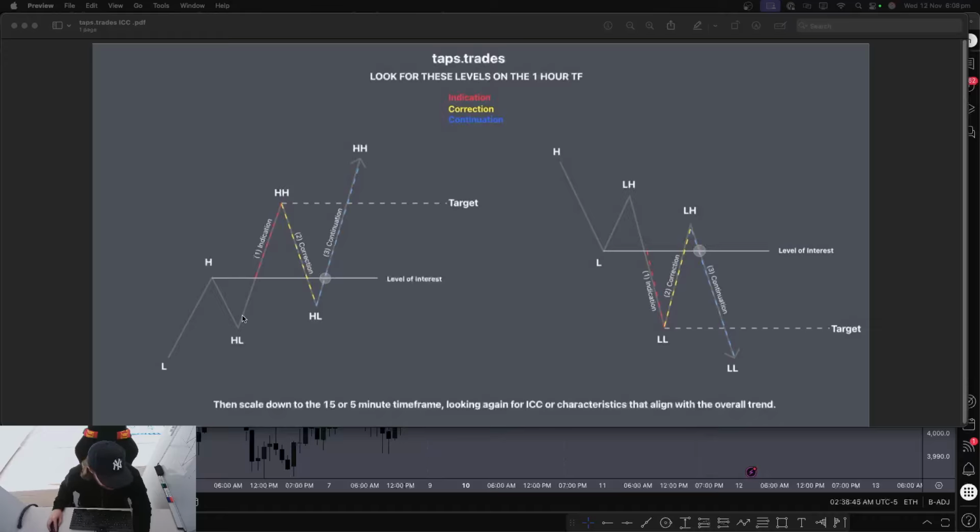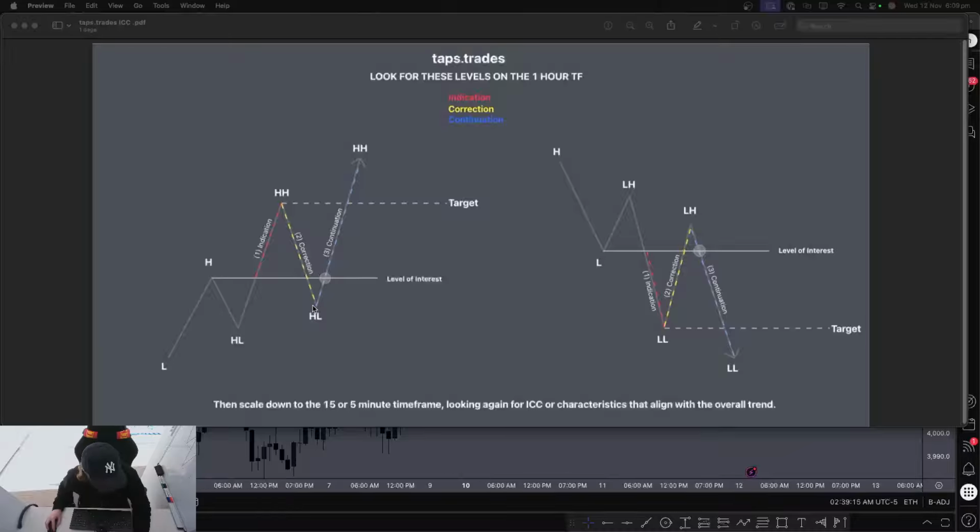So as we create this higher high, we then start with the first phase, which is the indication phase, right? You can see right here. Price then sells back below the level of interest we drew on the most recent high, right? Coming back below that level of interest, still creating a higher low, so it's higher than the previous low. And that is the second phase, which is the correction phase right here.